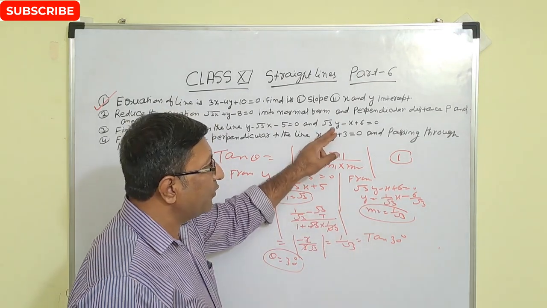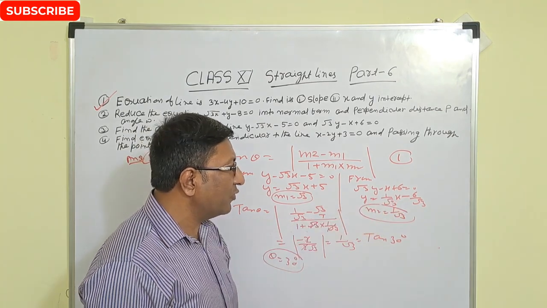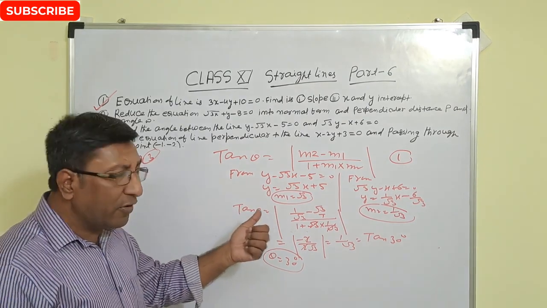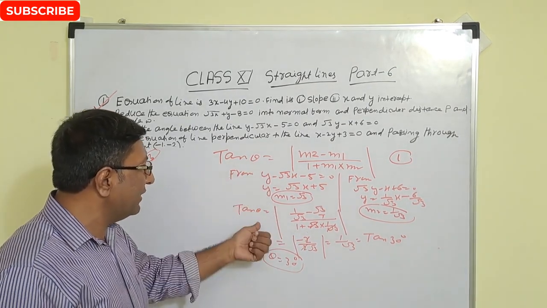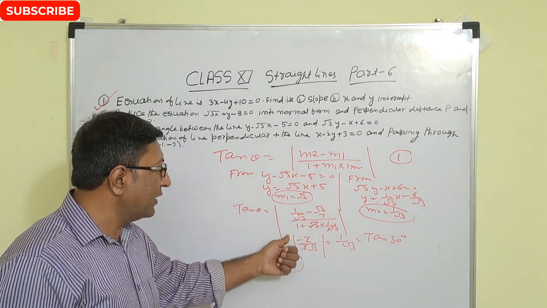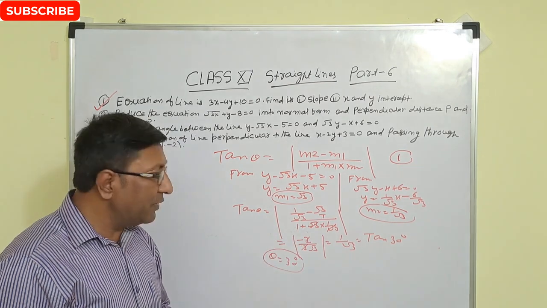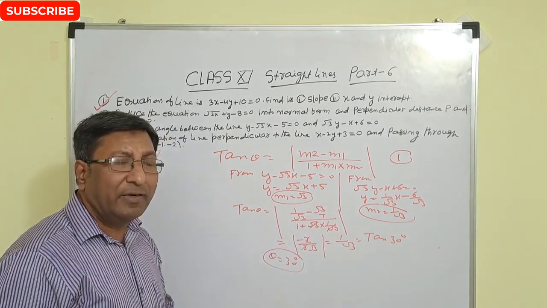So divided only we have to find y. So divided by root 3. So 1 by root 3 x minus 6 by root 3. Now this is the slope 2. So now we have already found slope 1, slope 2. Then apply the formula for tan theta: m1 minus m2 divided by 1 plus m1 m2, which gives 1 by root 3. 1 by root 3 means tan 30. So tan theta is tan 30. So our angle theta is 30 degree.